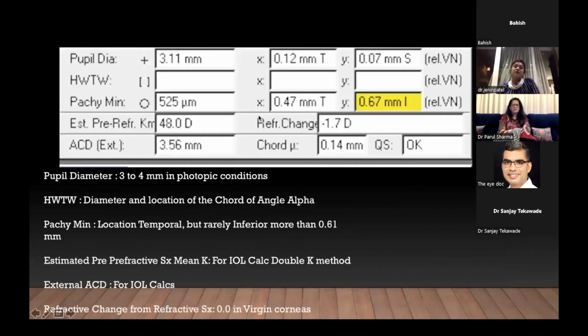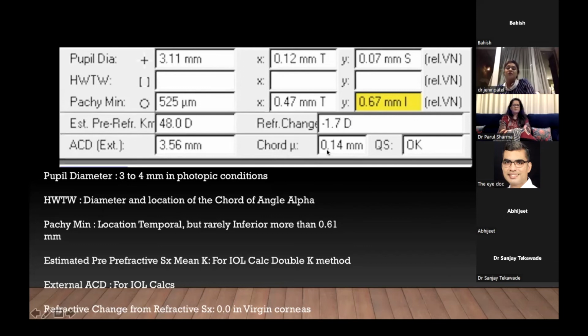And when we're looking at another map, that is the map onto the extreme right, this will tell us what is the estimated refractive keratometry of the patient before the refractive surgery. This is important and may be used when we want to do IOL calculations with the double K method. What is the tentative refractive change, or the amount of refractive error that he went in for surgery with? That would be a 1.7.